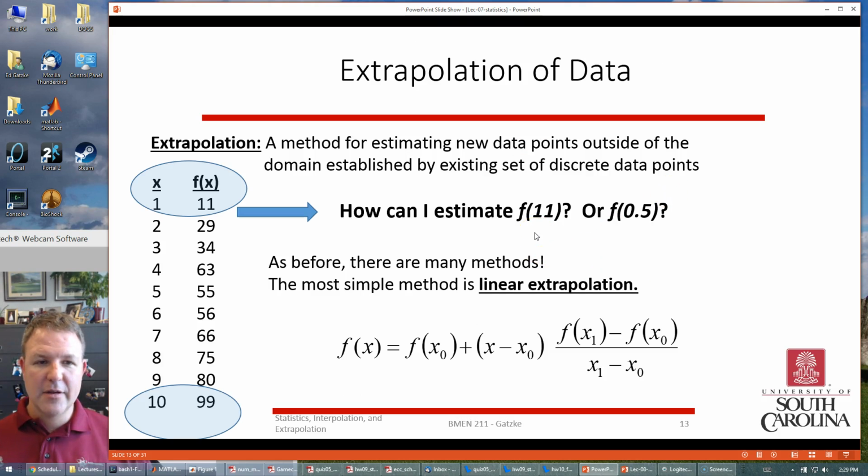Extrapolation is another method. You can look at extrapolation when you have limited data and you want to go outside your range. So in this case, if we want to go down to an x value of 0.5 or an x value of 11, that was outside of the data we're given. So again, there are many methods to do this. We're going to do linear extrapolation, which uses the same formula. It just uses it in a different way.